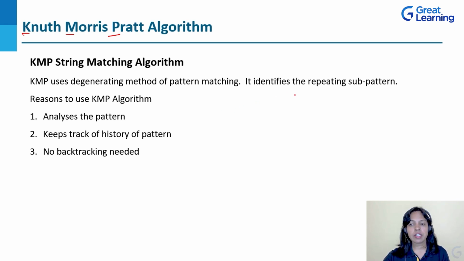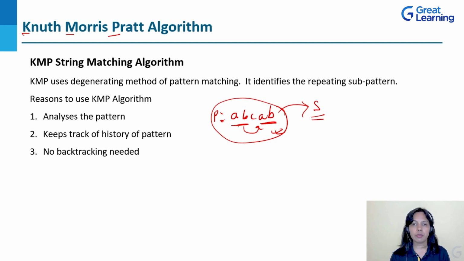It identifies a repeating sub pattern. For example, if the given pattern is A, B, C, A, B, then you can see this AB is repeating here again, right? So the KMP algorithm studies this repetitive pattern, and on the basis of this, it goes ahead and looks in the given string to see whether the pattern is being matched or not. So this is the KMP algorithm. It analyzes the pattern. It keeps track of the history of the pattern.